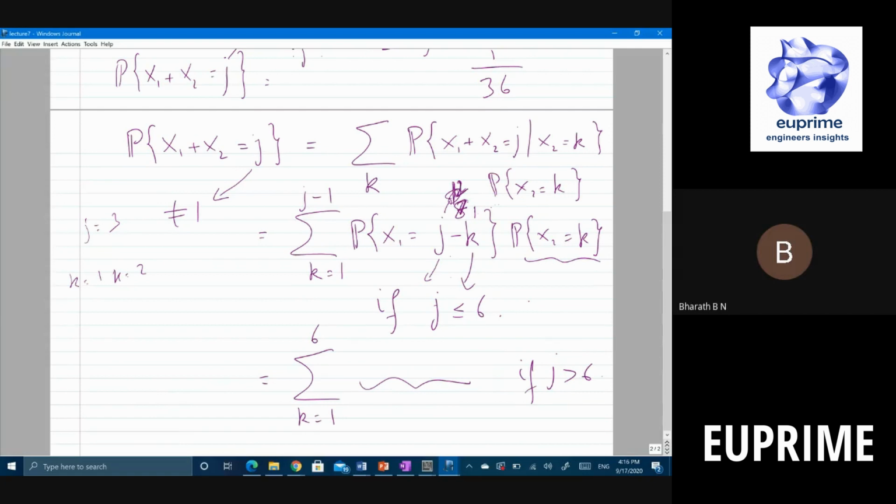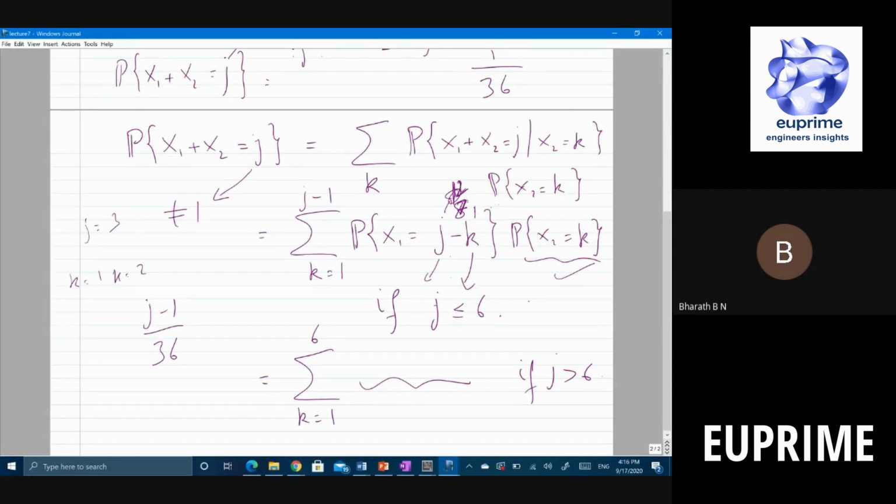So till 6, this is fine. Beyond 6, you have to use k equal to 1 to 6 only. No, sir, even if we go beyond 6, we get an empty event, so it will not count in the sum. But when you write this, you cannot just directly write j minus 1 by 36. That's the point, right? So you have to be careful when you write this.